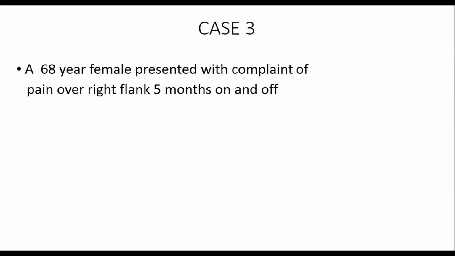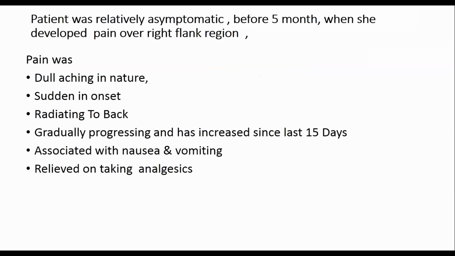So 68-year-old female with a complaint of not only right flank pain, it was a bilateral flank pain. Right flank pain was on and off for 5 months, and the left flank pain was since 6 days. There was history of fever, nausea and vomiting. The right side pain was sudden onset, radiating to back, gradually progressing, associated with nausea, and relieved on medication. The left side pain was about 5 days back, associated with fever, nausea, vomiting.